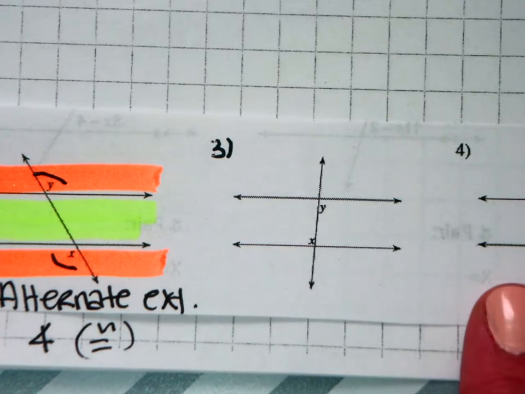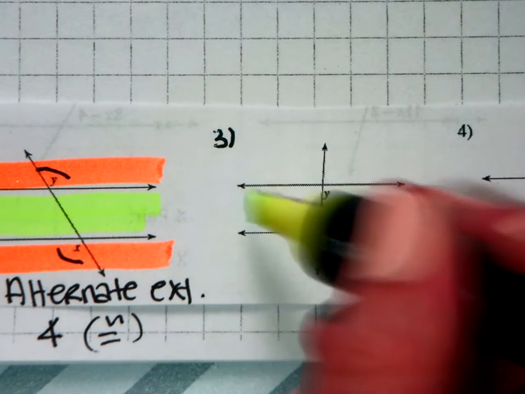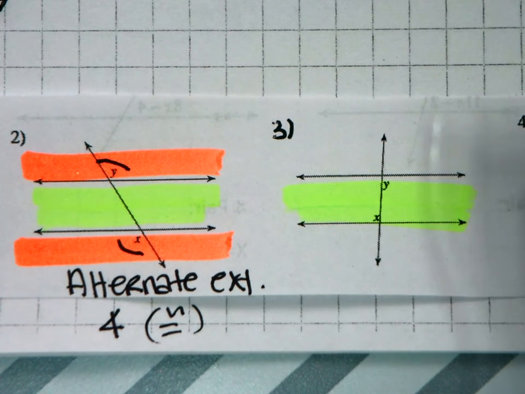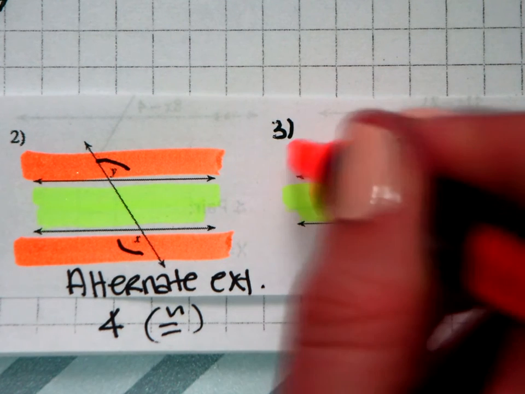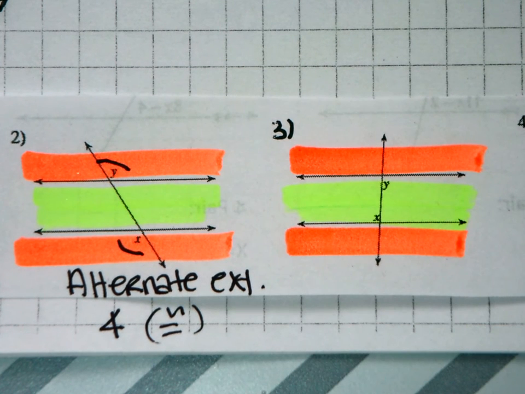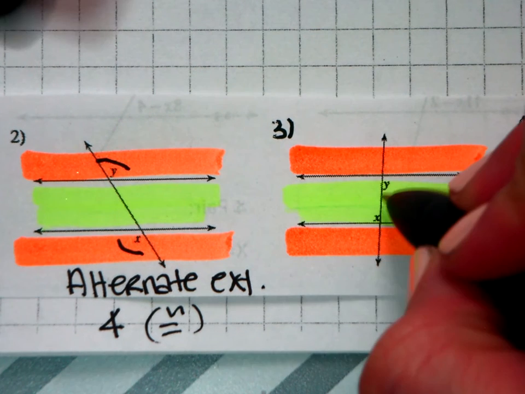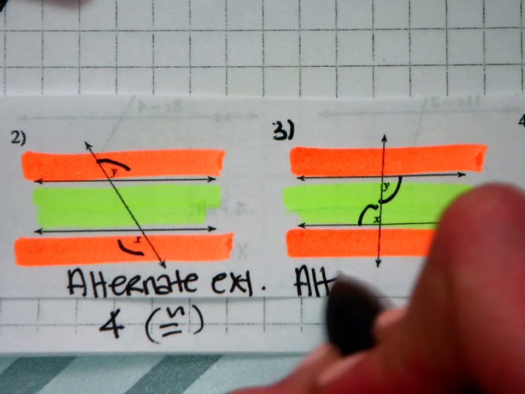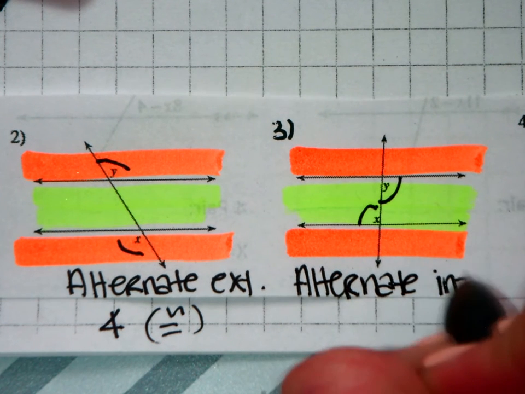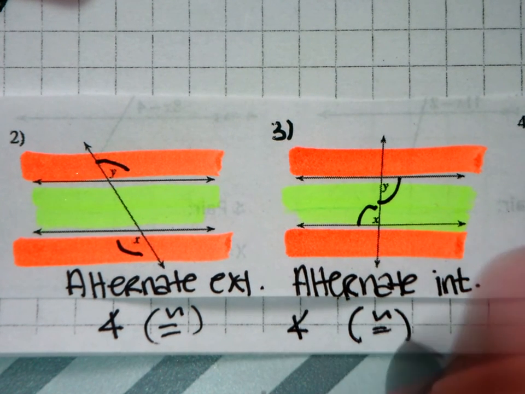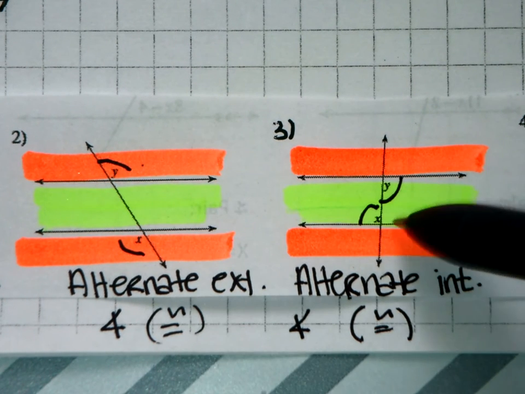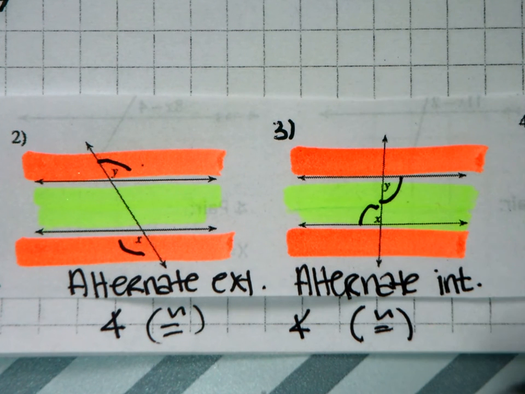Let's look at number 3. We have angle X and Y, and they're both located in the interior. They look very similar to number 2. Number 2 were alternate exteriors because those angles are located on the outside. So using some logical thinking here, angle Y and angle X are interior angles, so these would be referred to as alternate interior angles. And when the lines are parallel, they will be congruent. So notice the difference here. This one, they're on the exterior. This one, they're on the interior. They're on alternate sides, and they're non-adjacent, meaning not next to each other.